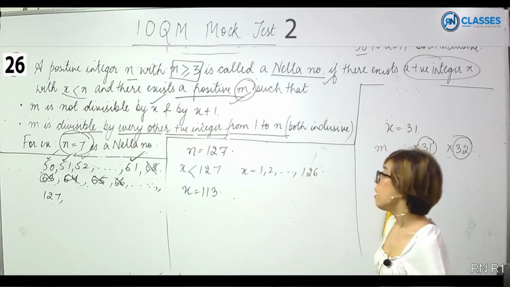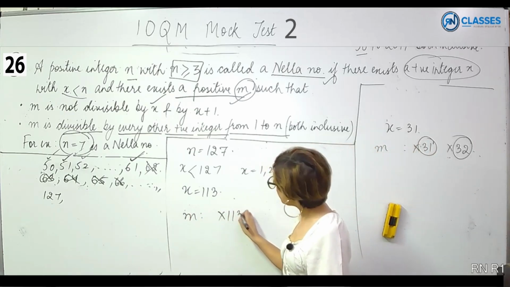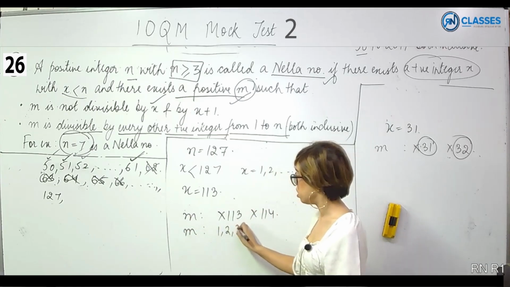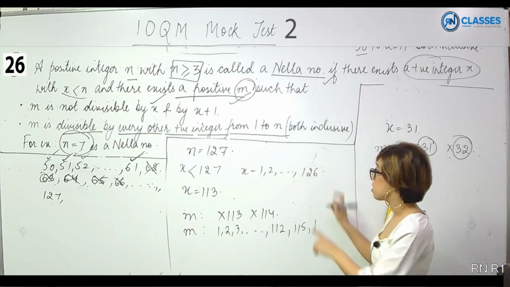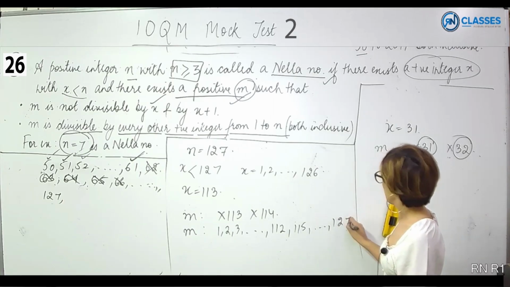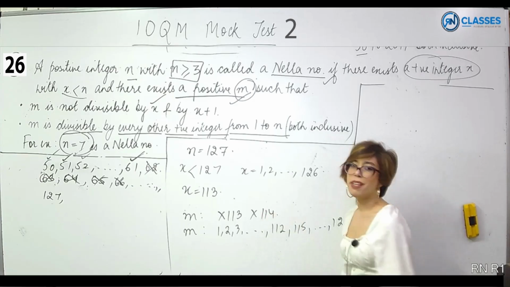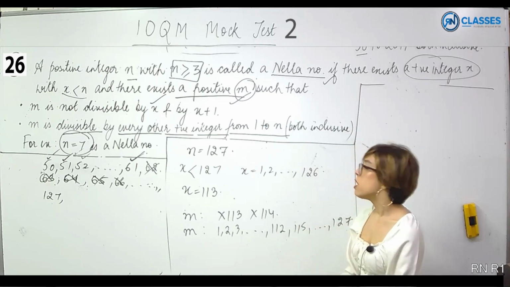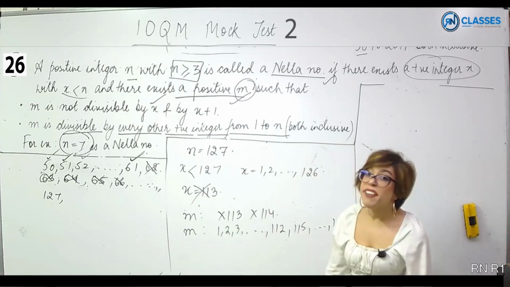Right? Now, if I go to this one, I need to find m which is not divisible by 113 and not divisible by 114. But it should be divisible by every other. So 1, 2, 3, and so on till 112, 115, 126, 127 actually. Now the thing is, here number 114, you can write it as 2 into 57. 57 will crop up and 2 will be there, so it's fine. So that means x equal to 113 will not work.